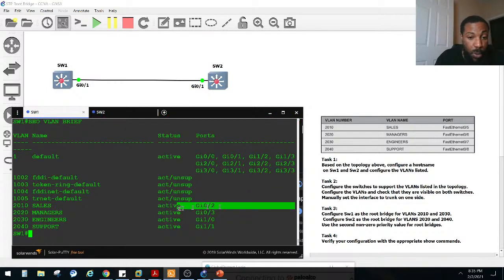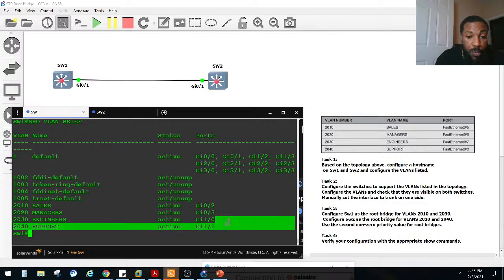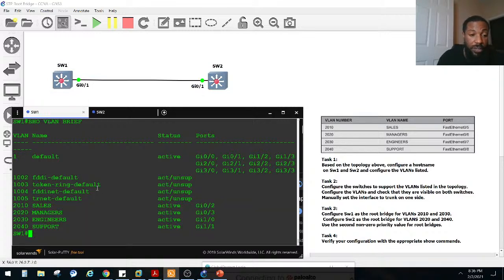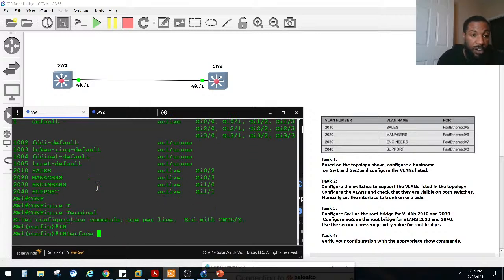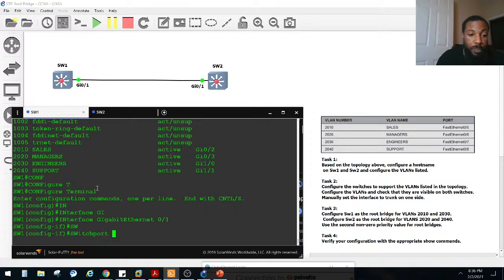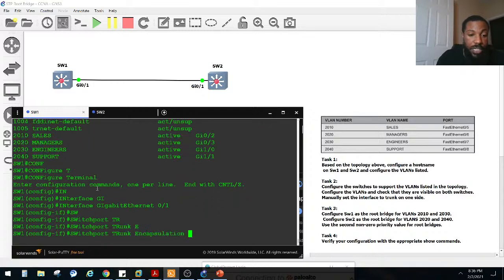Right, we got this port in that VLAN, this port in that VLAN, so on and so forth, right? Whereas gig 0/1, y'all see gig 0/1 is not in here, right? Gig 0/1 is going to be pretty much all the VLANs can come across its trunk, or its interface. So we're going to go to global config mode, interface gig 0/1, and we're going to say switchport trunk encapsulation dot1Q.